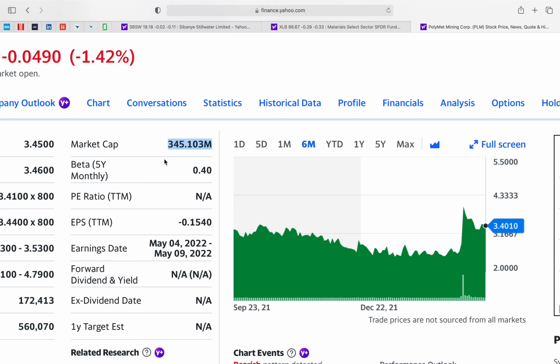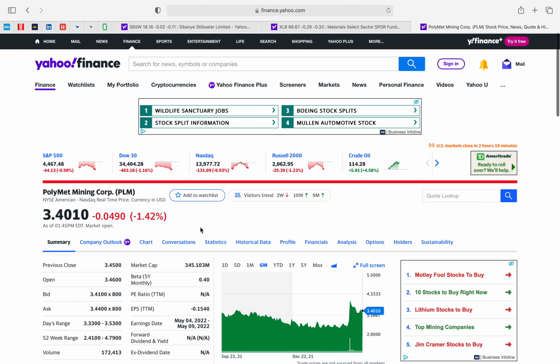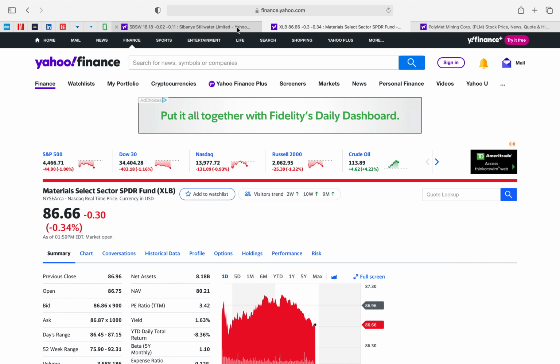It barely has any shares outstanding. The market cap is tiny. It's only worth $345 million, where most companies are worth a lot more than that. So that's also something to keep in mind. So yeah, that's a basic overview.